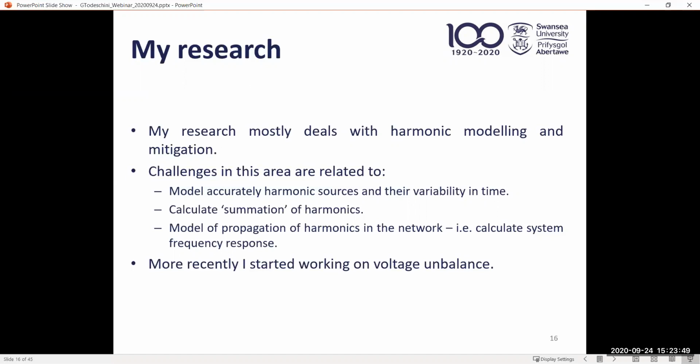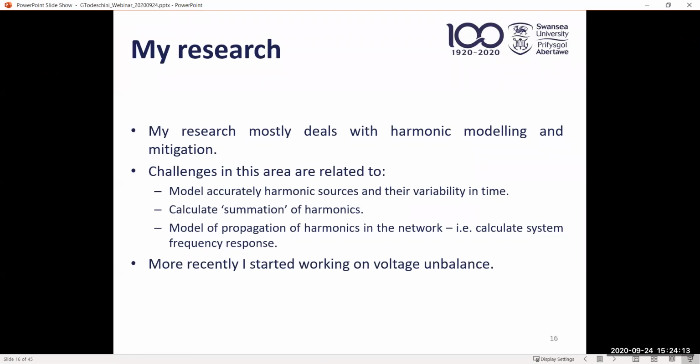So this problem is not only related to renewable energy sources or EVs, but in general consumer electronics or any other device that can be connected and disconnected by customers at the distribution system level. So the challenge of modeling harmonics, I think, is very important.